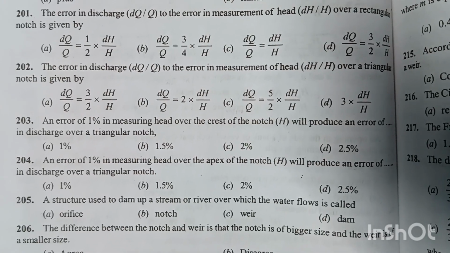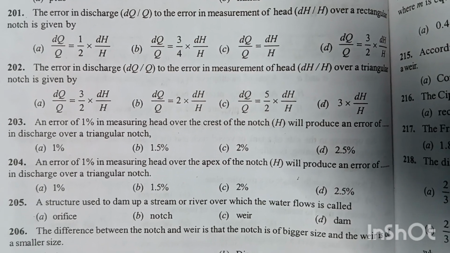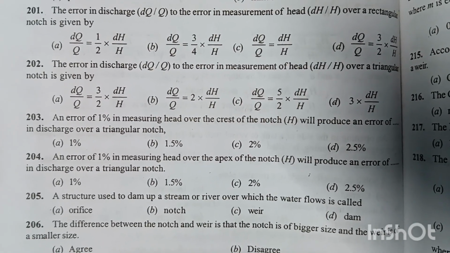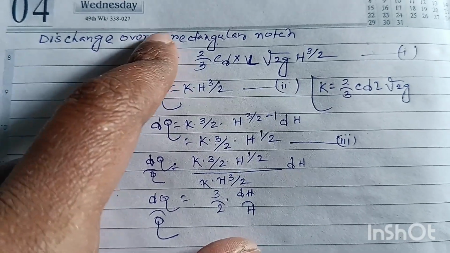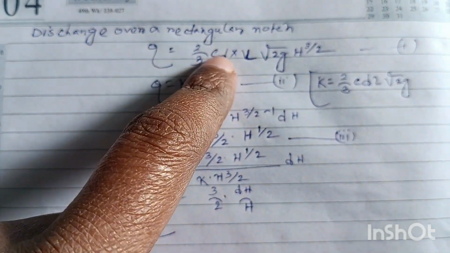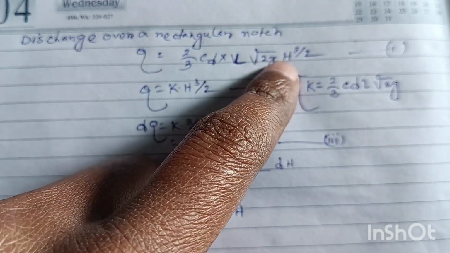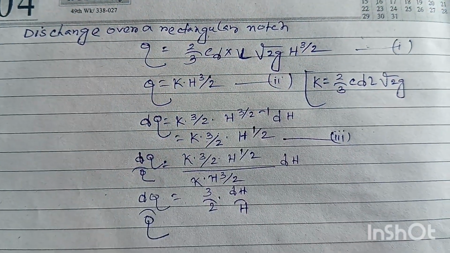Question number 201. The error in the discharge dQ by Q to the error in the measurement of head dH by H over a rectangular notch is given by. We know the discharge over a rectangular notch Q equal to 2 by 3 Cd into L into root over 2g into H to the power 3 by 2. Okay, we know that formula.